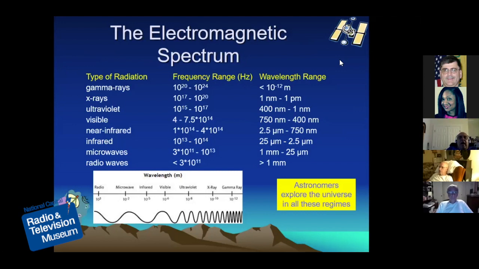That's a really tiny part of the spectrum. It only goes in wavelength from about 750 nanometers to 400 nanometers, and a nanometer is a billionth of a meter. So what we can see with our eyes is really a tiny, tiny bit of the electromagnetic spectrum.